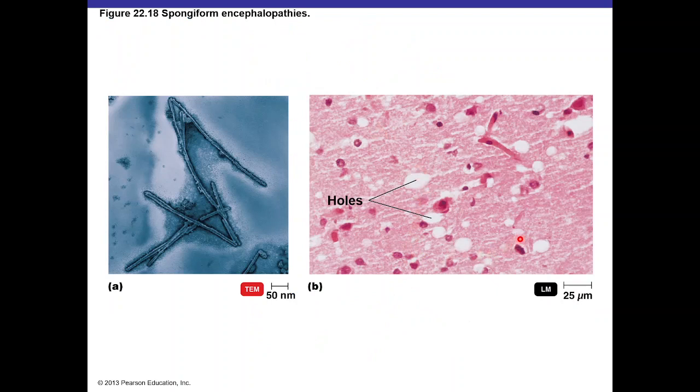So this is a light microscopy view of these holes that are caused by cell death in the neurons. So this is a light microscopy view postmortem of someone who was affected by a spongiform encephalopathy. And this is a transmission electron micrograph showing you the PrPSc, the precipitated proteins in the neurons.